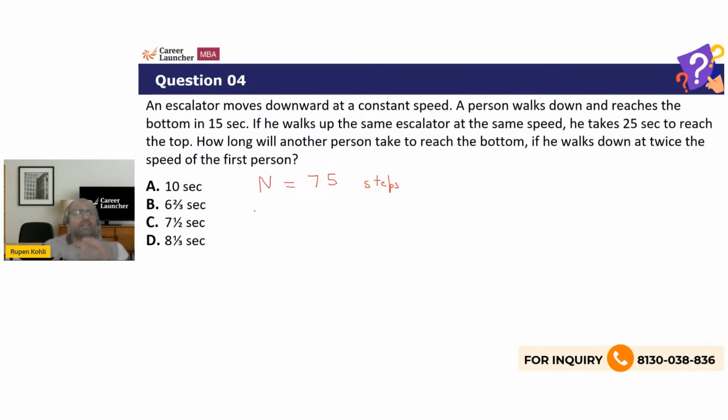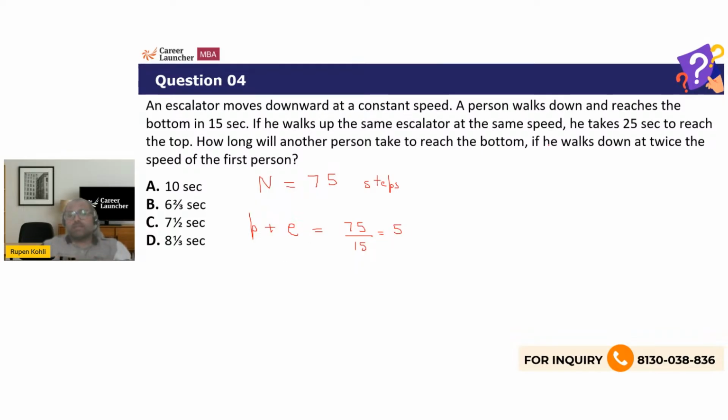Now, therefore, we can write the equation for the speed. For the person who is initially walking down with the escalator, his effective speed will be his own speed plus that of the escalator. Let's say P for person speed, e for escalator speed. His net speed p plus e is distance over time. The distance covered is the 75 steps that we have assumed, divided by the time, that is 15. So p plus e we are getting as 5 steps per second.